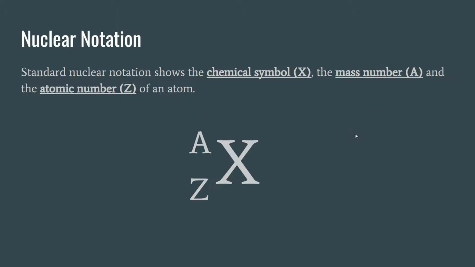So here is a breakdown of nuclear notation. It contains the chemical symbol, which here I'm going to write as an X. It's going to contain the number of protons, or the atomic number, which we write with a Z, and then the mass number, or how many protons and neutrons there are, which we write with an A. And we're going to break these down one at a time.